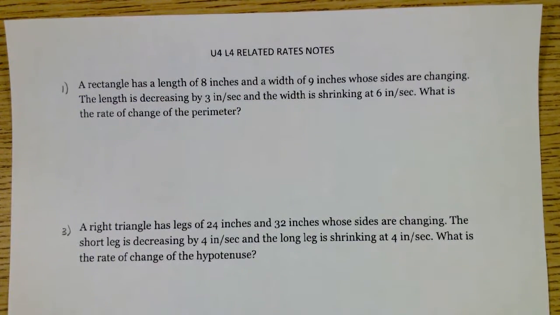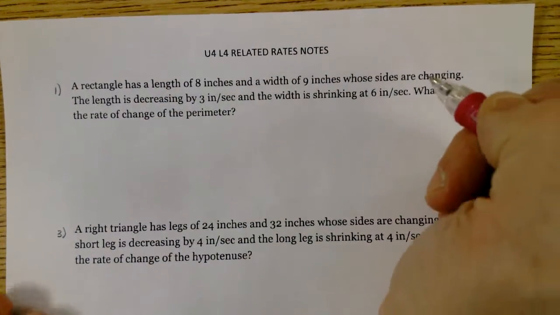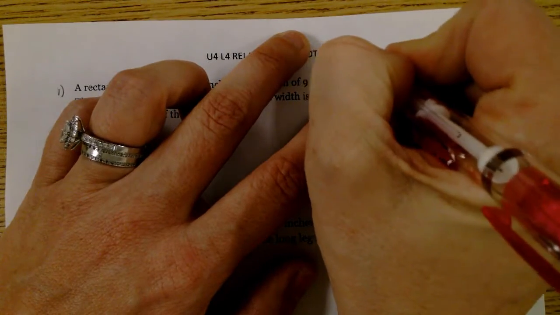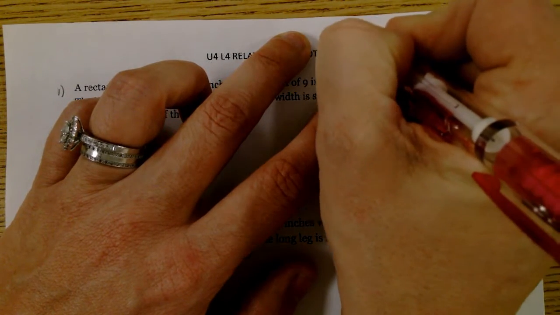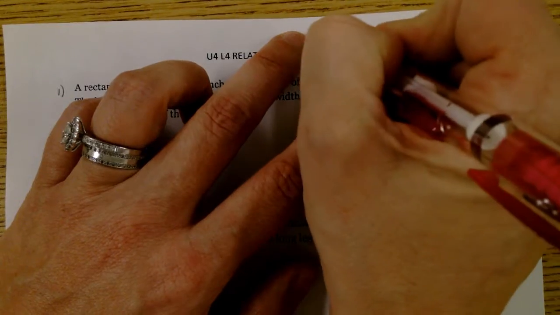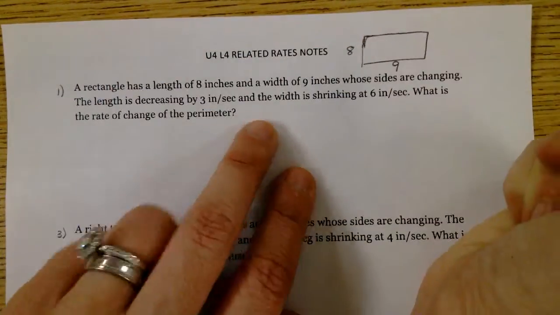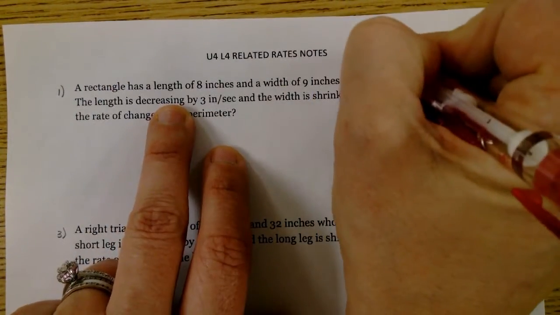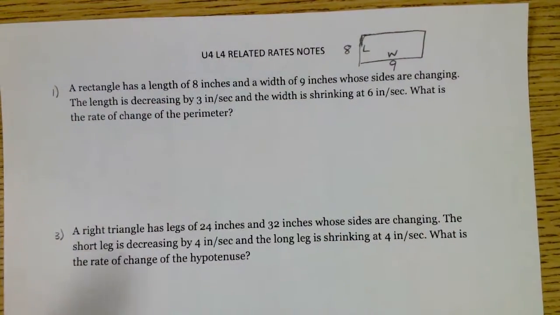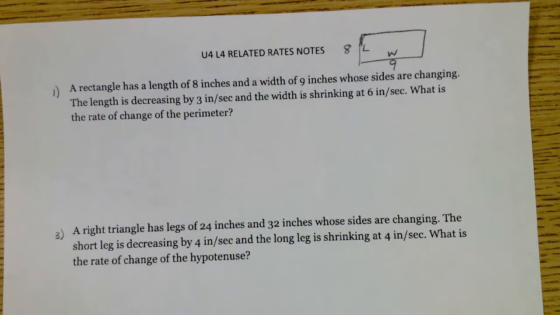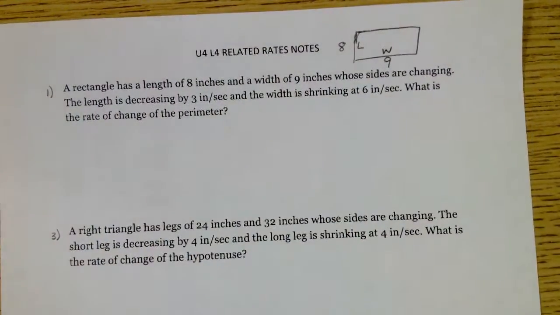All right, we have a rectangle. It's currently at a length of 8 inches with a width of 9 inches. Okay, so like if I drew a quick sketch, I'm going to do it up here so I don't take a lot of room out of here. So we can see this is going to be 8, this is going to be 9. 8 is L, width is going to be W, but the sides are changing. So that one side could be getting smaller while another is getting bigger, okay, at the same time. The length is decreasing by 3 inches.